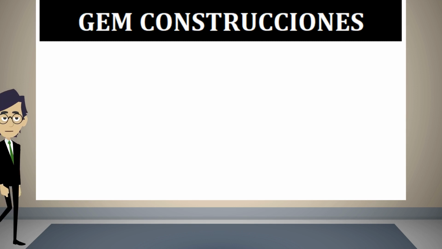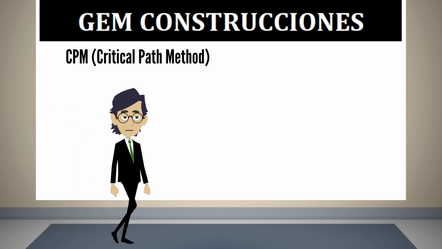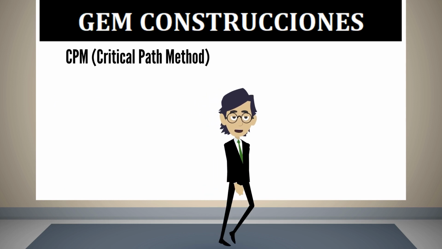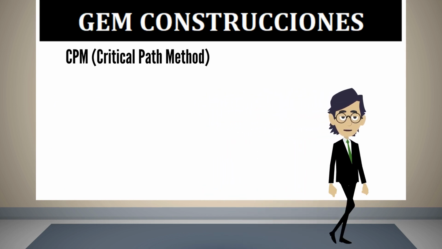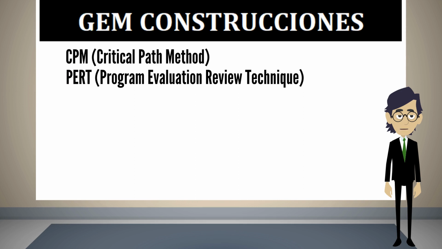Welcome again. Today, we will talk about one of the most important network models which has a vast application in project management. The method is known as the critical path method, or CPM. This method is used when the duration of the activities is known with certainty. If this is not the case, then the recommendation is to use the program evaluation review technique method. In this talk, we will only address the critical path method.